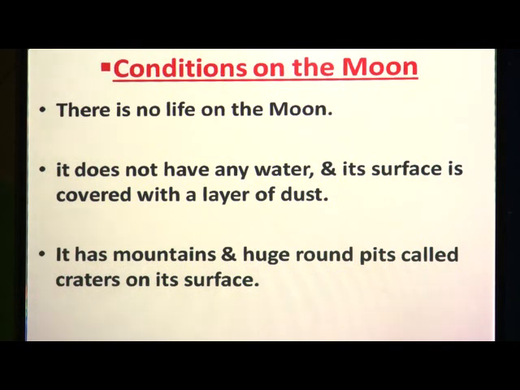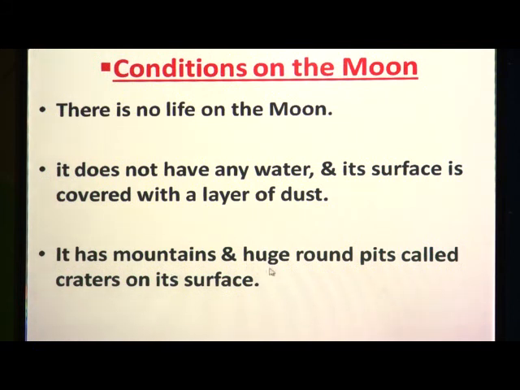How is it difficult? First of all, there is no life on the moon. It does not have any water, and its surface is covered with a layer of dust. Due to the unavailability of water, no living beings are found there, and its surface is covered with a layer of dust, and it has mountains.